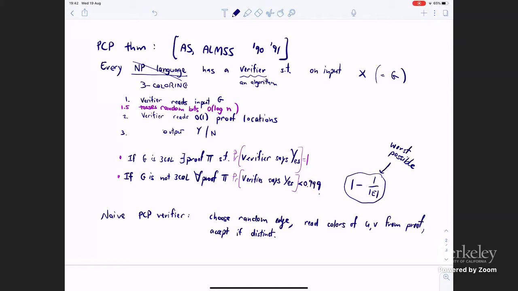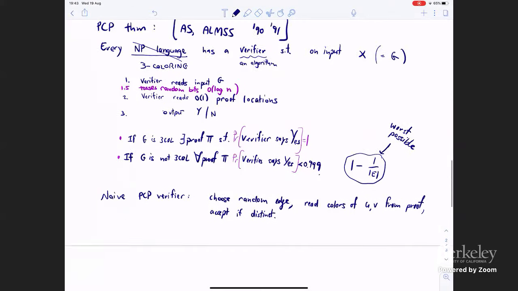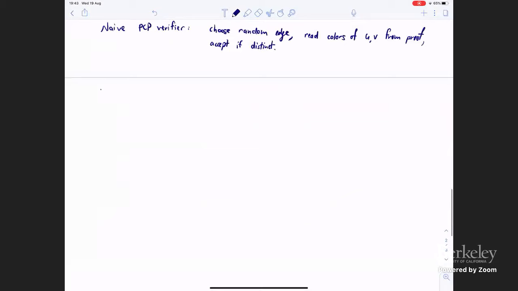Cool. Risking repeating answers that were given in the chat, let me mention a couple of things. There are some parameters that are natural to consider for the verifier. Let me talk about them before I move to hardness of approximation, and that will probably be the end of today's lecture.